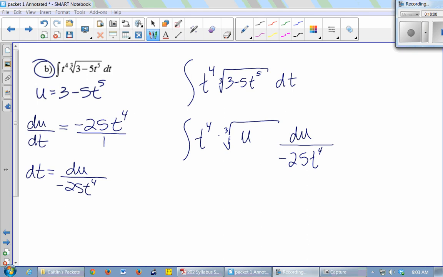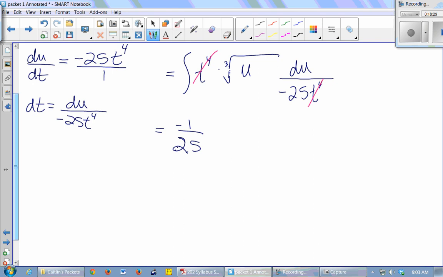Step 4 is cancel and simplify. So when I'm done canceling, there should only be one variable left, and it should be u. So my t to the 4th, I have one up here and one in the denominator. Those cancel. And then I have a negative 25 in the denominator, this constant. I can bring that right outside the integral. So this is going to be negative 1 over 25 times the integral of the cube root of u, that's u to the 1/3 du.